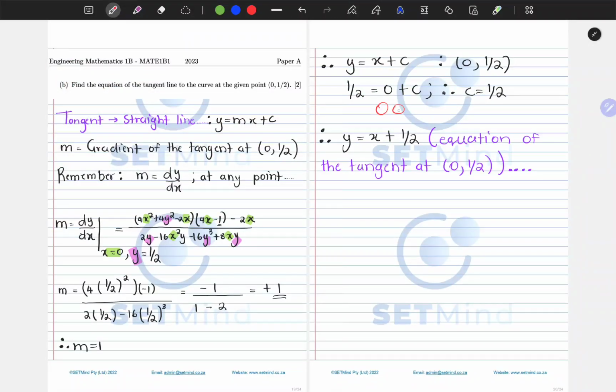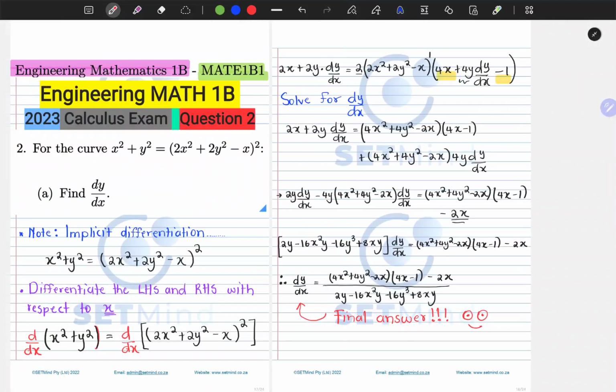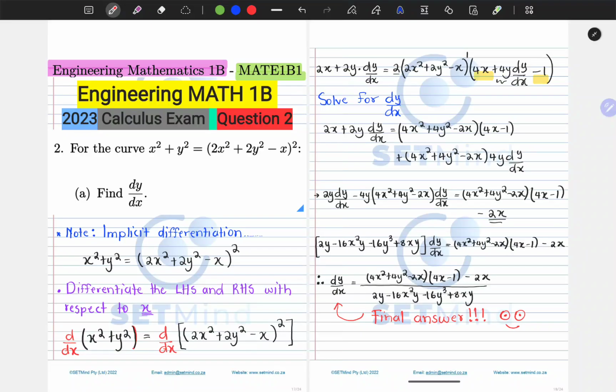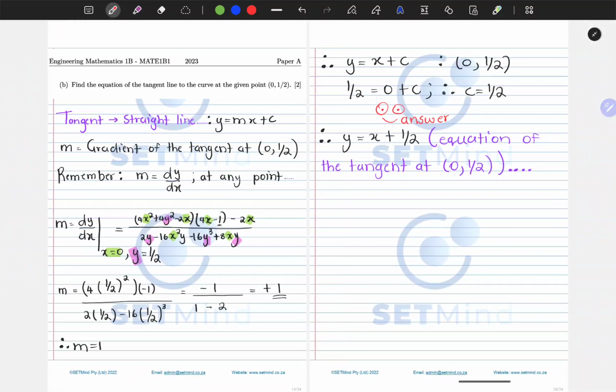So I hope you do understand this question and you are able to do the working. So that becomes our answer. I hope you do understand and you are able to get this question right. Very easy, and it shows a good application of derivatives. I hope you understand. Cheers.